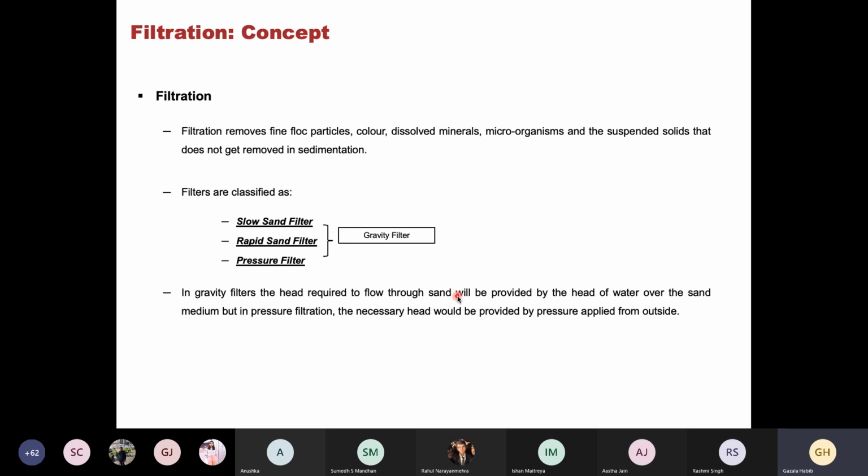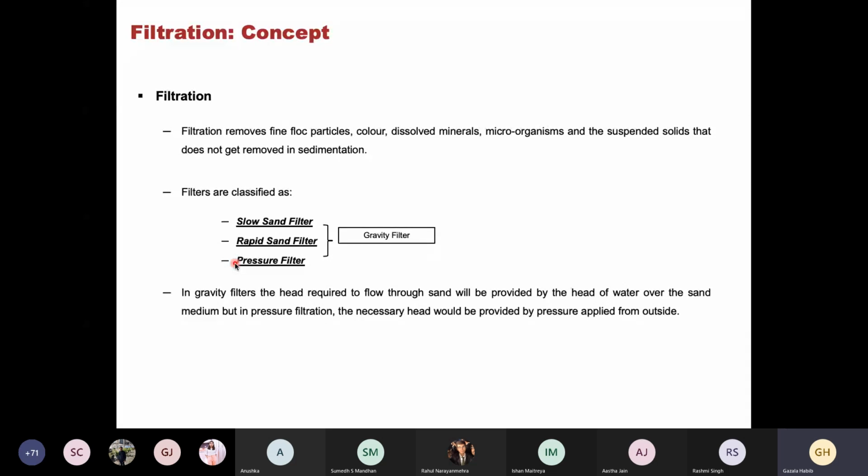So there are three types of filters. The first two types, slow sand filter and rapid sand filter, are gravity filters, because they work on the principle of gravity. No additional or external force is applied to percolate the water through the sand or gravel media. The third type is the pressure filter, where we apply external pressure to increase the percolation rate or filtration rate through the filtration medium.